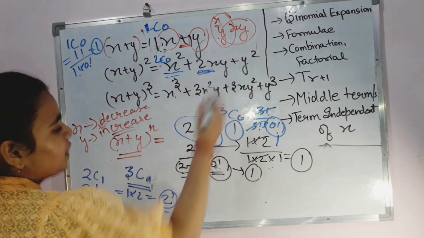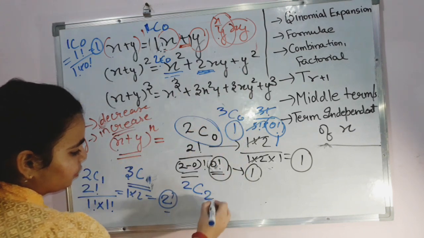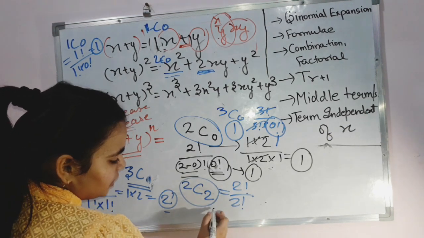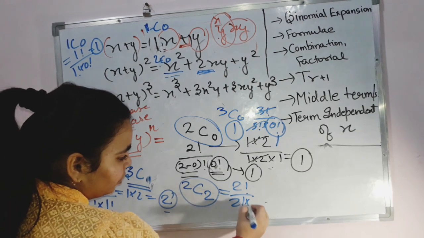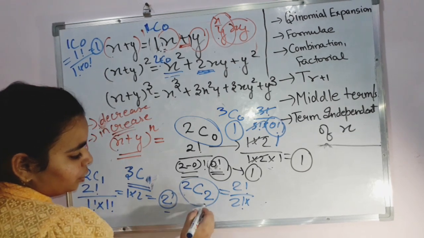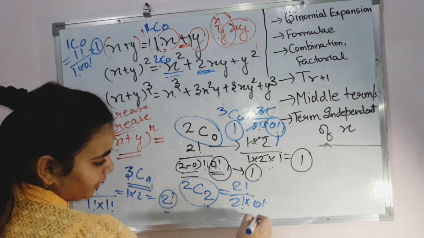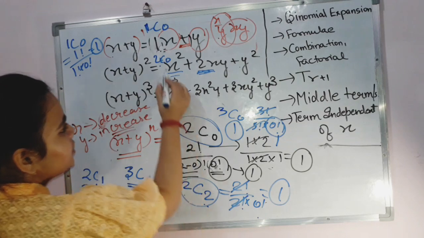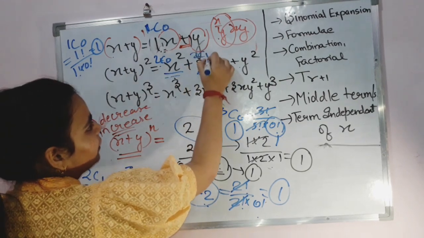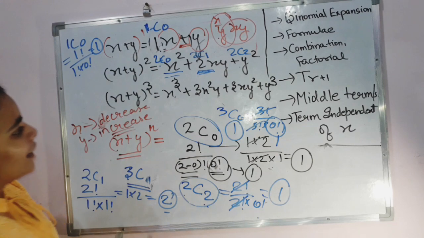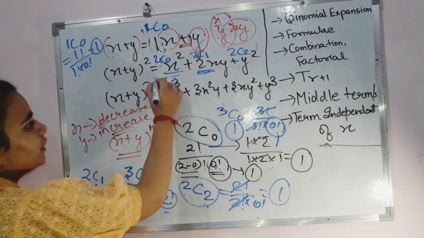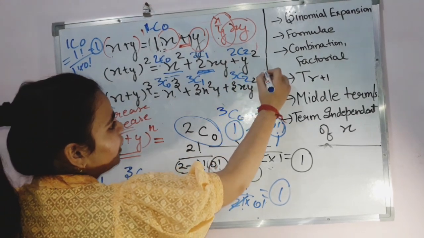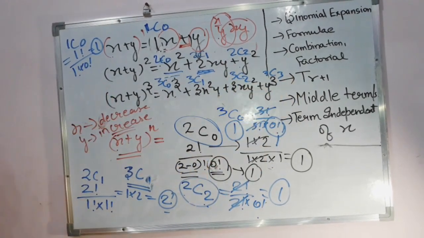And then if I see 2c2, then what will be my answer? 2 factorial upon 2 factorial minus 0, that is 2 factorial only, into 2 minus 2 factorial, that is 0 factorial. This gets cancelled, this is 1. So I have 1 over here again. This is 2c0, 2c1 and 2c2. And similarly, if you solve for this, then you will get 3c0, 3c1, 3c2 and 3c3.